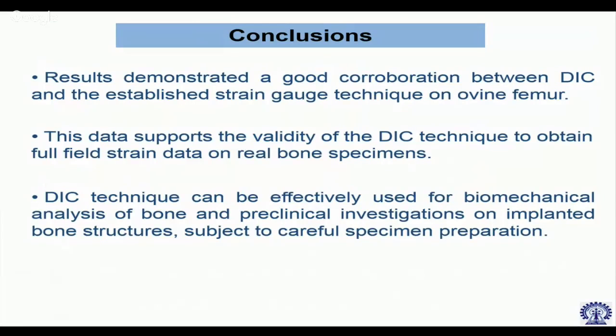So the conclusions are, the results demonstrated a good corroboration or correlation between DIC and the established strain gauge technique on ovine femur bone. Data supports the validity of the DIC technique to obtain full field strain data on real bone specimen. And the DIC technique can be effectively used for biomechanical analysis of bone and preclinical investigations on implant bone structures, subject to careful surface preparation, which I had already indicated.